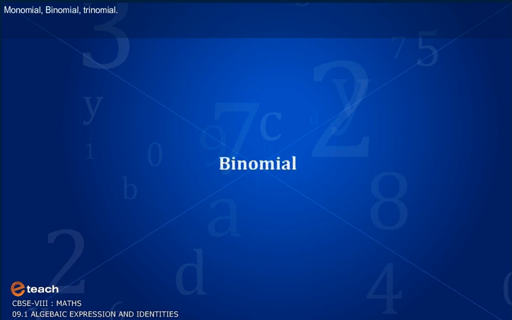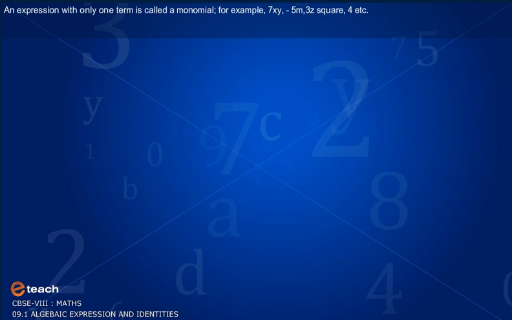Monomial, binomial, trinomial. An expression with only one term is called a monomial. For example, 7xy, minus 5m, 3z square, 4, etc.